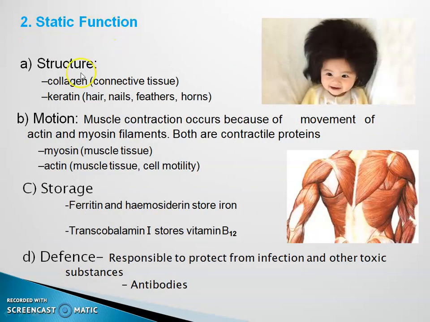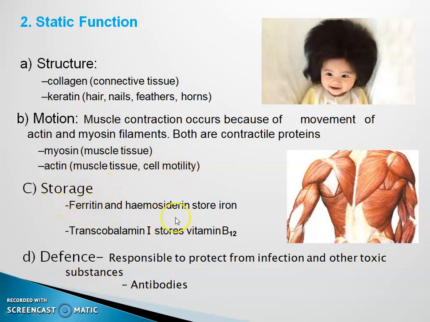Then static function includes structure: collagen, that is connective tissue, and keratin, that is found in hair, nails, feathers, horns. In motion, muscle contraction occurs because of movement of the actin and myosin filaments. Both are contractile proteins. Myosin is a muscle protein found in muscle tissues. Actin is found in muscle tissues and in cell motility.